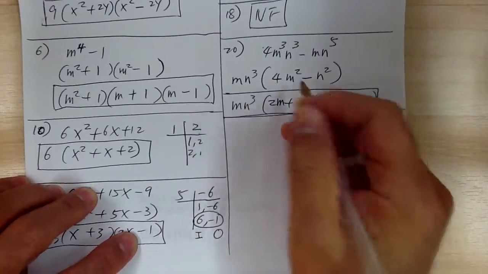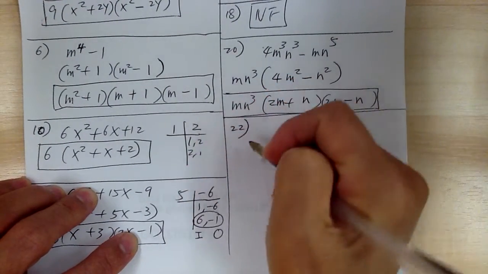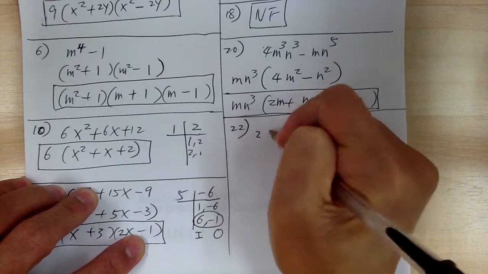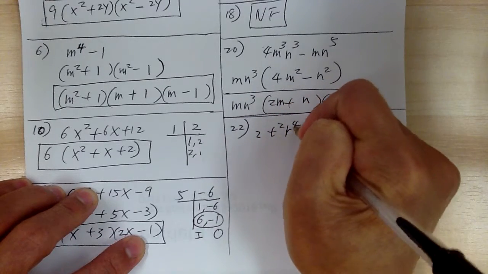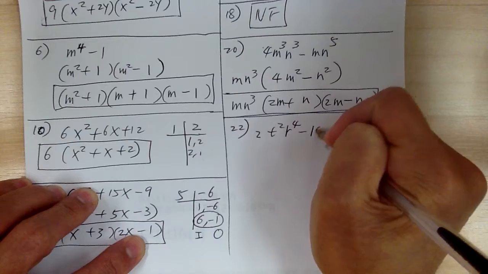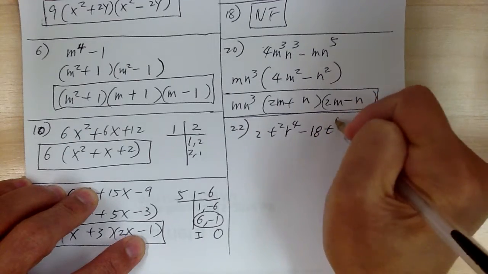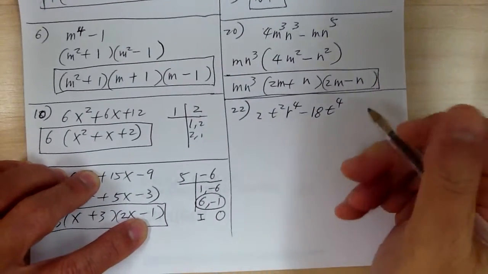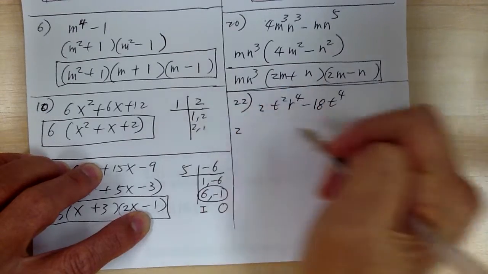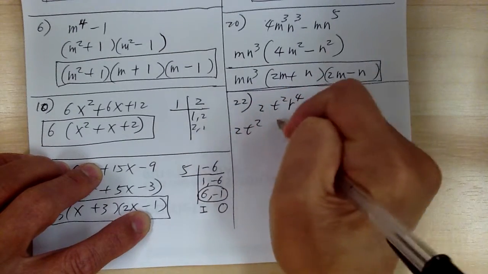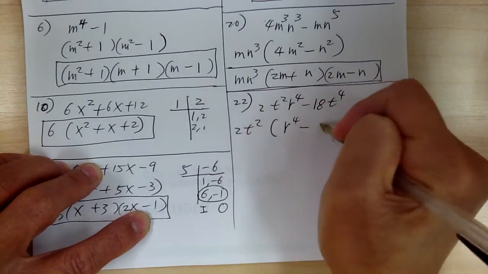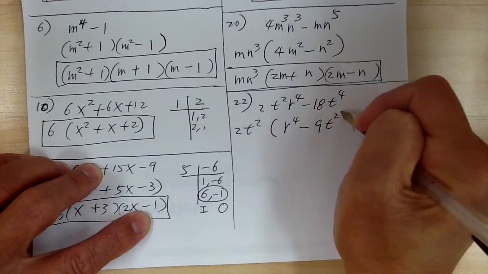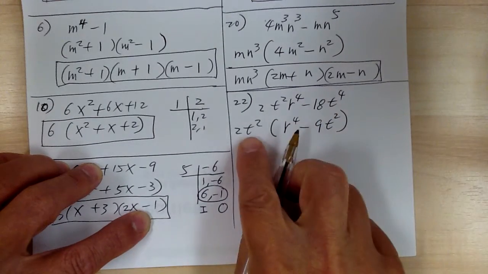Okay, let's go to 22. You have 2t squared r to the 4 minus 18t to the 4. So step 1, common factor. You have to factor out the 2. You have to factor out the t squared. So you're going to get r to the 4 minus 9t squared left over. So that's your step 1.